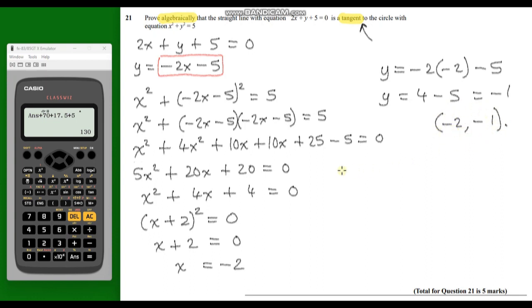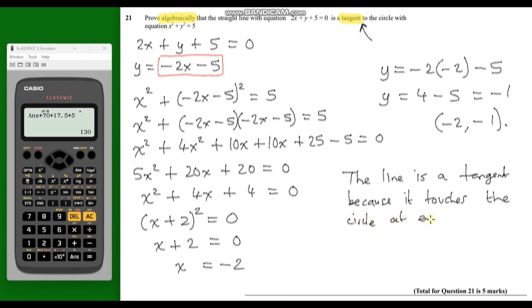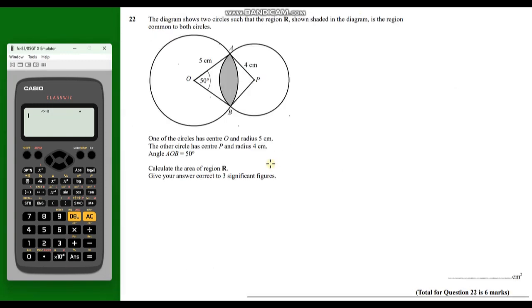So if we just write a concluding statement and say that the line is a tangent because it touches the circle at exactly one place. And if I just give the coordinates of that place, that's negative 2, negative 1. And we are done. Question 22.